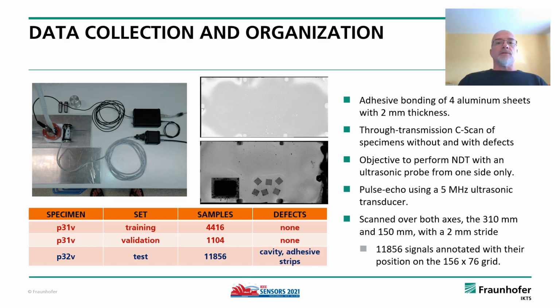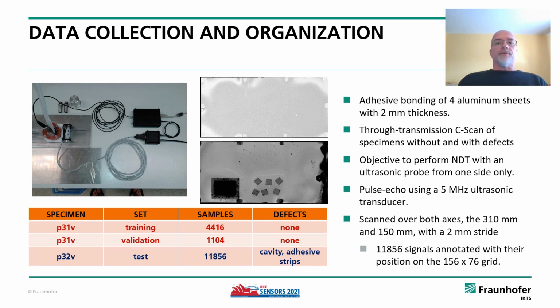The specimens are constructed by bonding of 4 aluminum sheets with 2 mm thickness each. You can see the recording setup which was used to record true transmission C-scans of a specimen with, without and with defects, cavity and adhesive stripes.